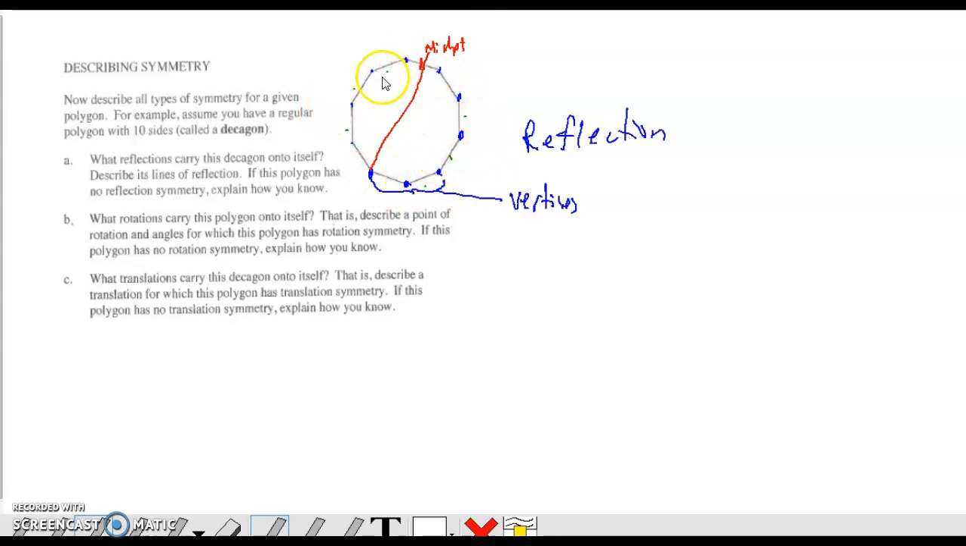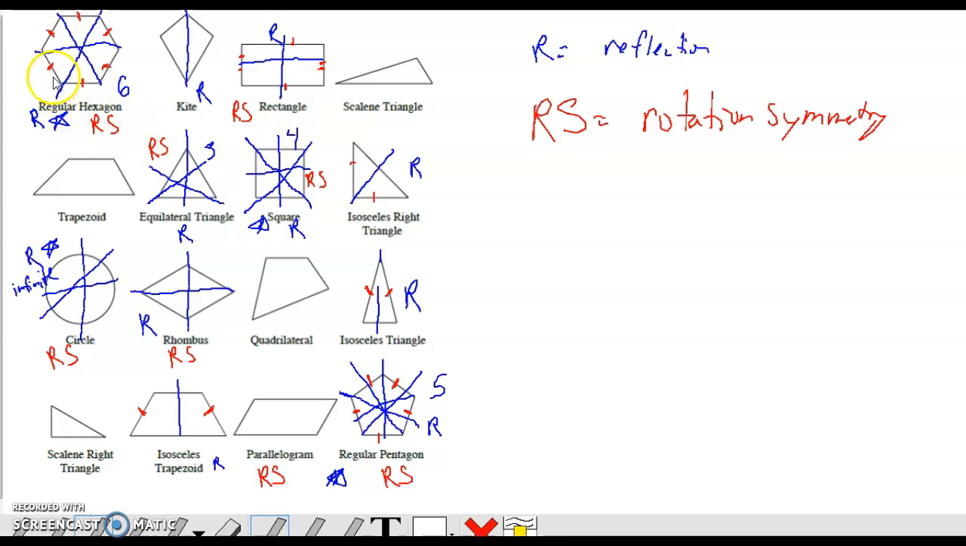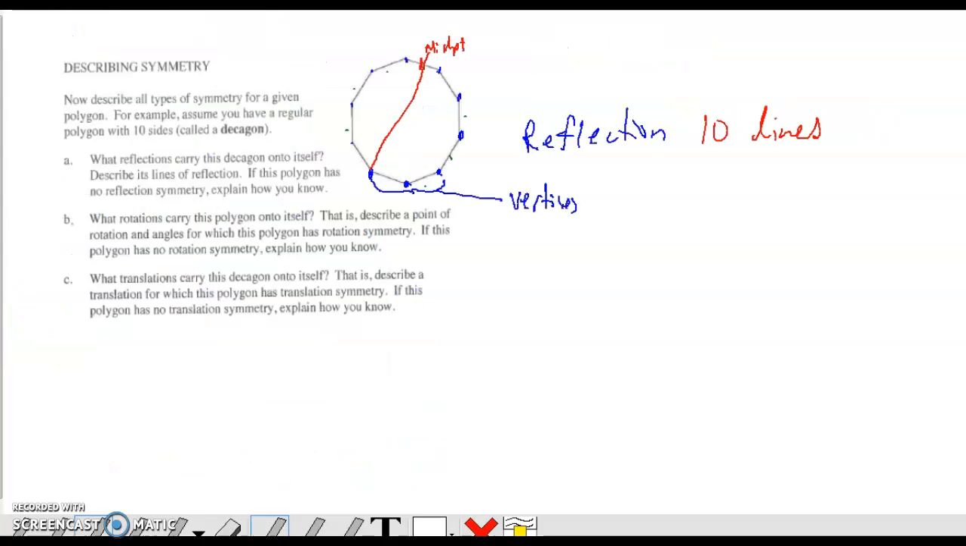So if you have 10 vertices, that means you have 10 midpoints. I was thinking a nonagon, so I apologize. This is a decagon, so there should be 10 vertices, which means that there are 10 midpoints. And if there are 10 vertices and 10 midpoints, that means that there are 10 ways to do this. So how many lines of reflection? You are going to have 10 lines. And that's why on this hexagon, we have 1, 2, 3, 4, 5, 6 lines, which means we have 6 lines of symmetry. 5 lines here, so 5 lines of reflection symmetry.